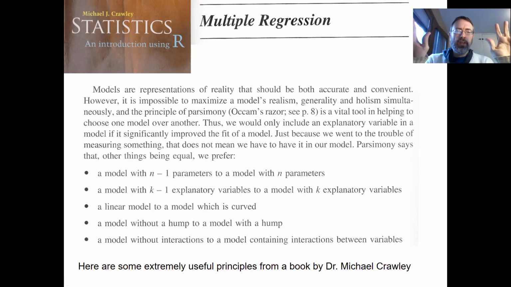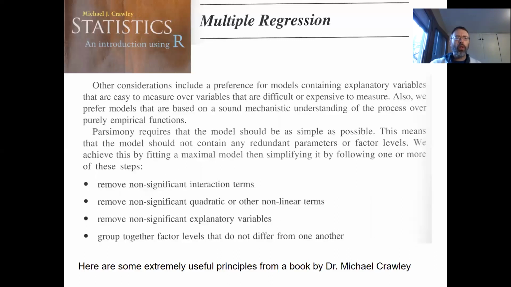The point of all this is subtract parameters if you can, subtract complexity in the model, no interactions, no humps is better. The simpler model is the best option. Apply Occam's razor wherever possible. Okay, so here's what you're going to do.